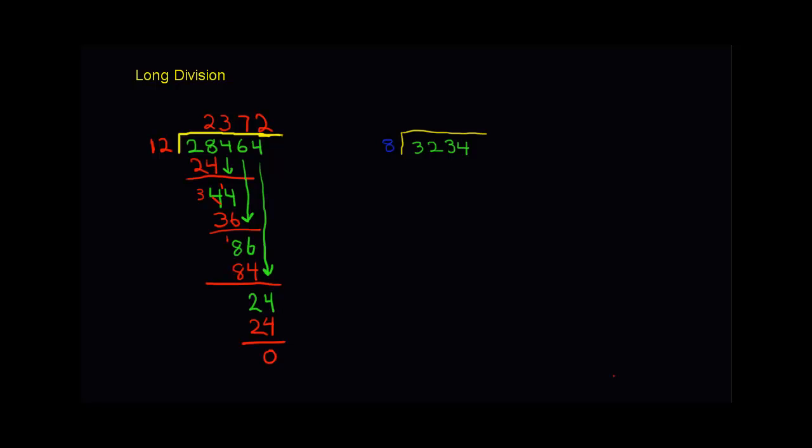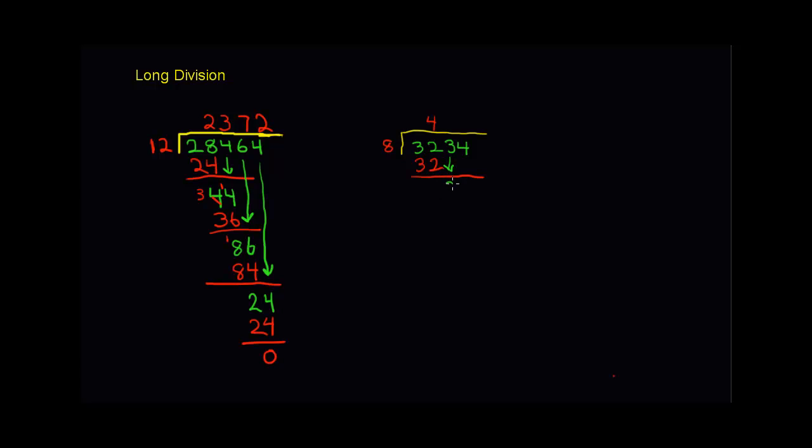Now I'll switch back to color red, I think. I like the blue there. Eight will be our divisor. 3,234 is the dividend. So 8 will go into 32 4 times. 8 times 4 is 32. 8 times 2 is 16. 16 and 16 is 32, which is the same thing as saying 8 times 4 is 32. 32 from 32 is 0, so we don't have to worry about that.